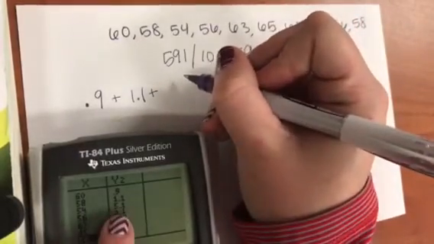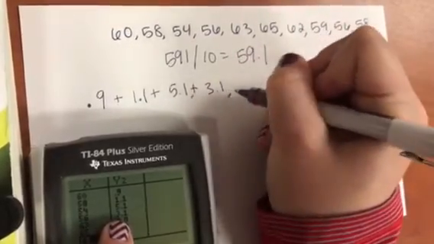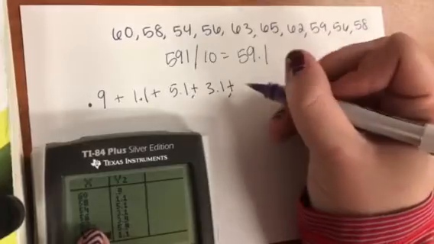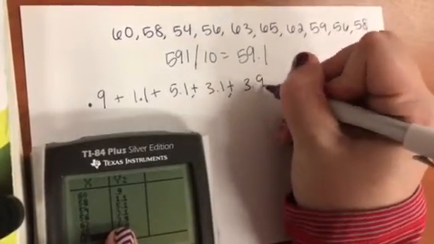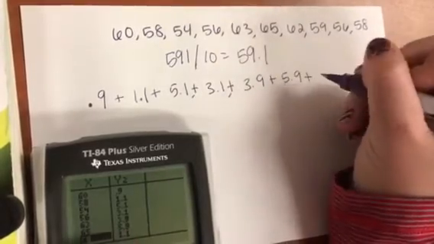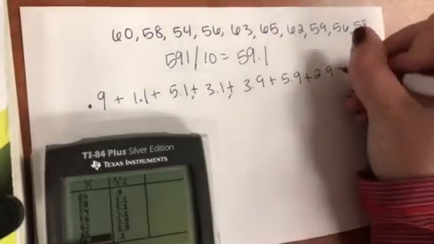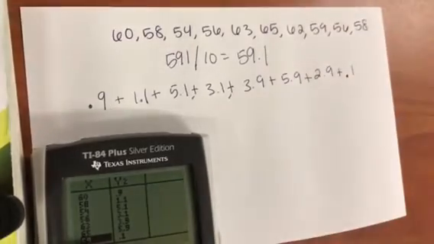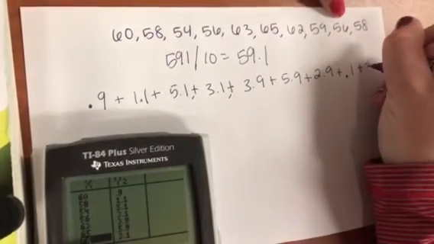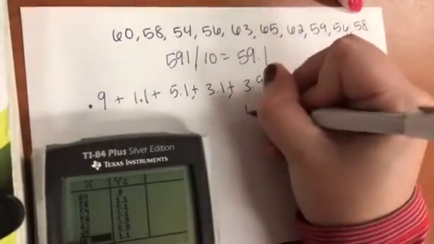At 54 it's 5.1. 56 is 3.1. 63 is 3.9. 65 is 5.9. 62 is 2.9. 59.1 gives 0.1. 56 is 3.1. And then 58 is 1.1. Saved us a bunch of time.